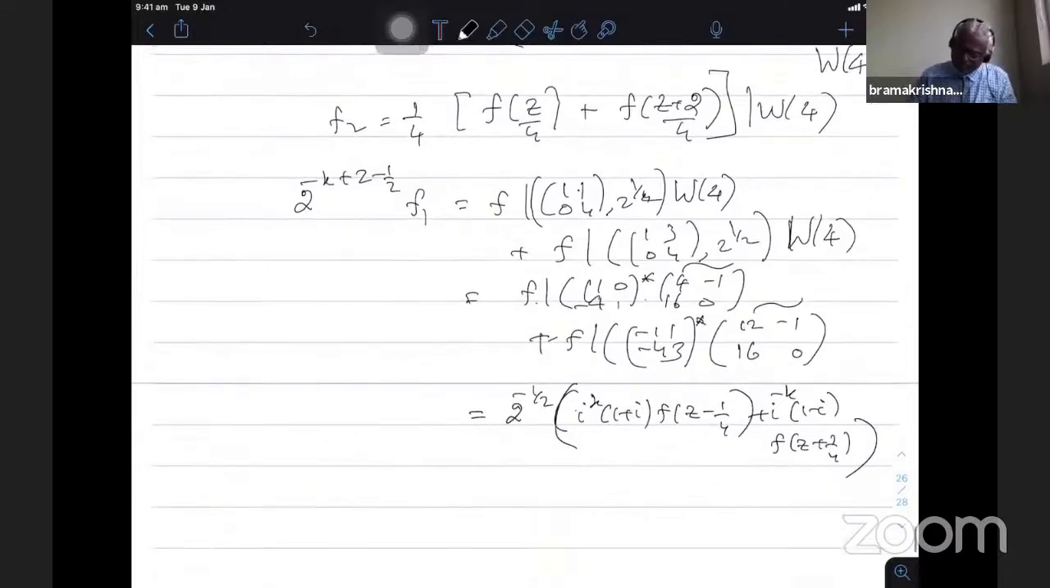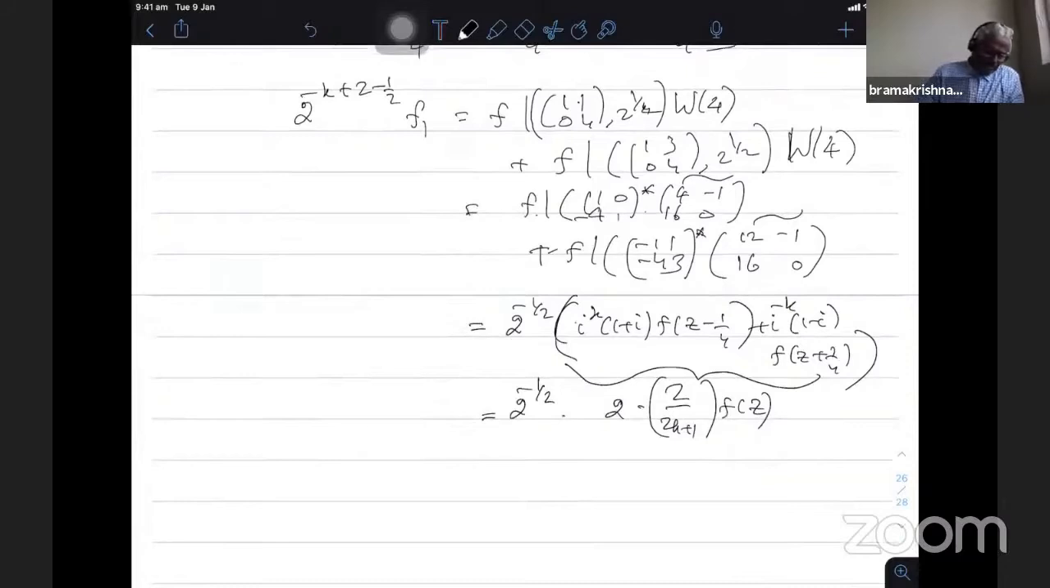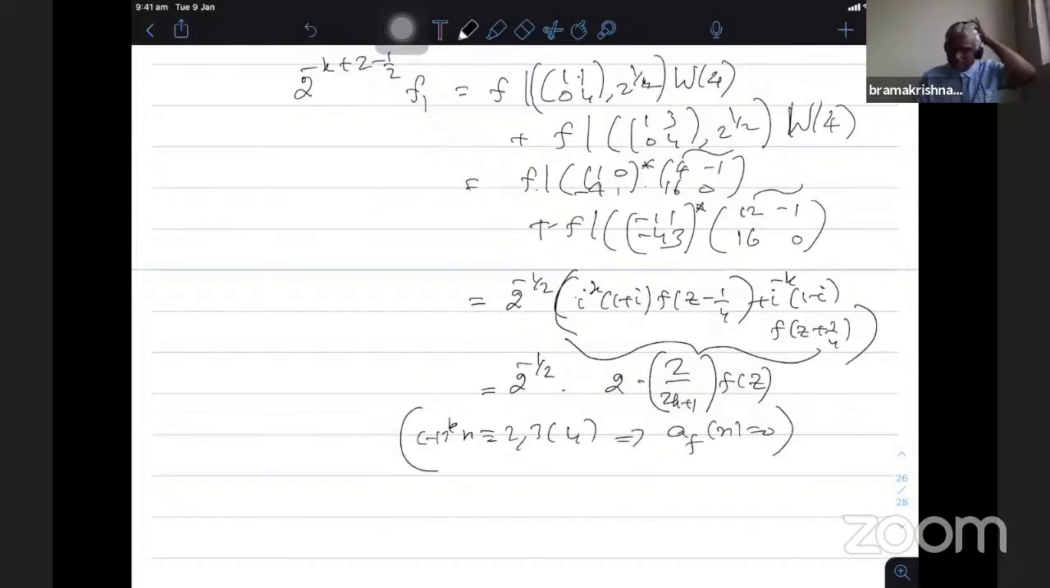And then when you simplify these two terms, it turns out that 2 power minus 1 by 2, it is 2 into 2 by 2k plus 1 into f of z. Okay, and this is nothing but i or k square plus k. So all these things one has to do. For getting this one needs to use that minus 1 power k n is 2 or 3 modulo 4 implies a f of n is 0. Whenever minus 1 power k n is 2 or 3 mod 4, the coefficient vanishes, and use this to show that this is nothing but f of z.